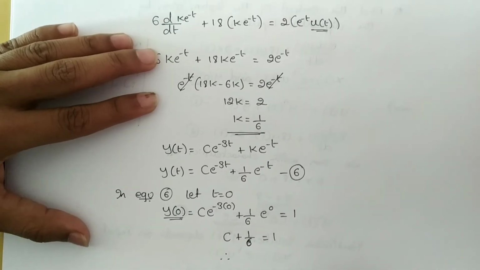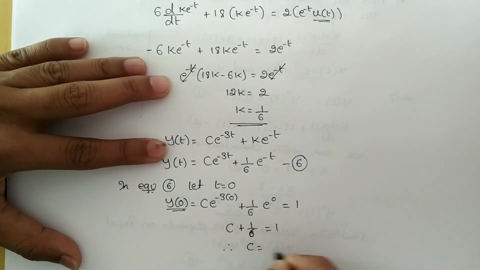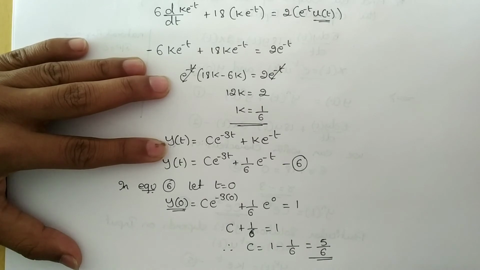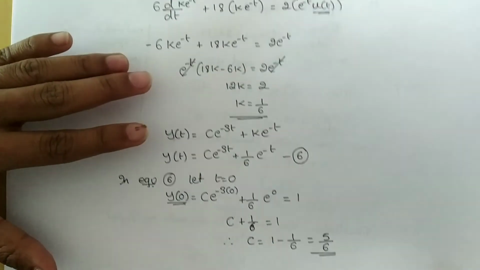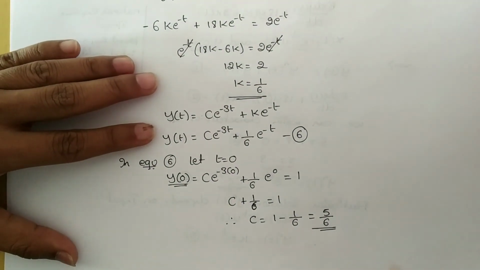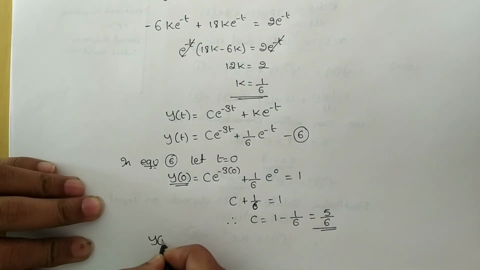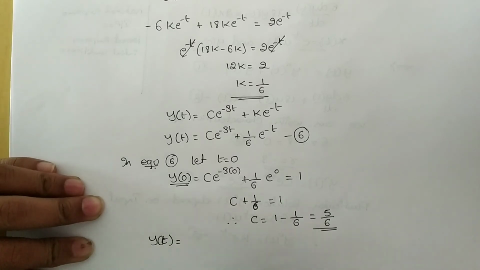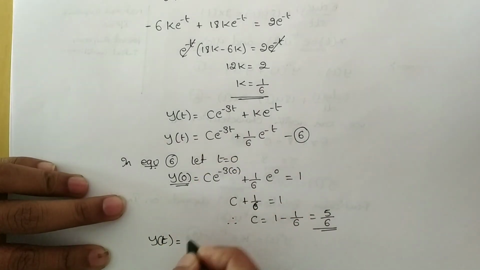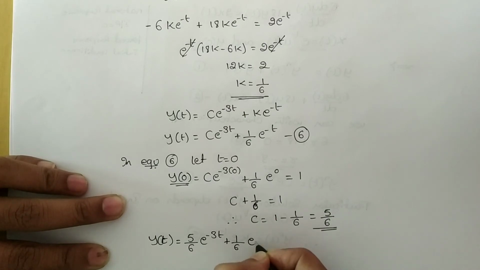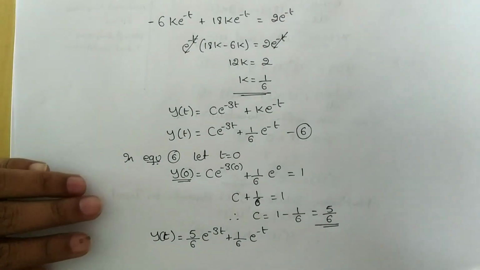Therefore, c is equal to 1 minus 1 by 6, which is nothing but 5 by 6. The value of c is 5 by 6. Substituting the value of c in equation number 6, we will be getting y of t, the total response y of t is equal to c, which is 5 by 6 e power minus 3t plus 1 by 6 e power minus t.